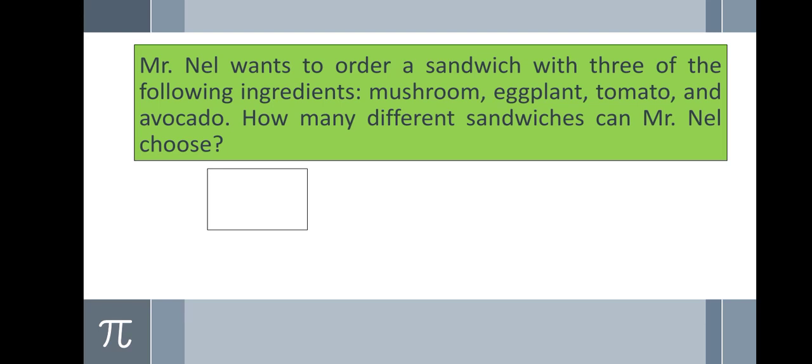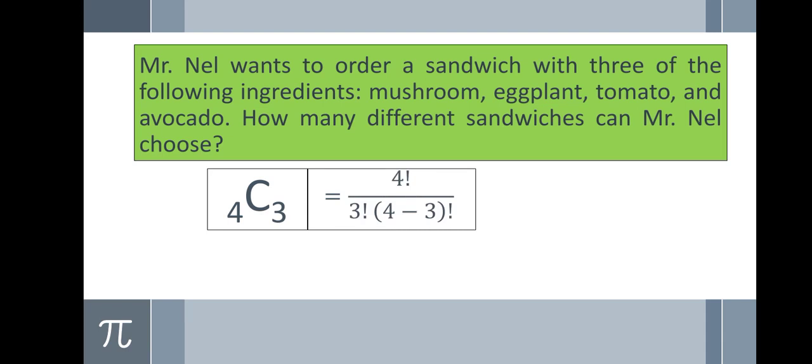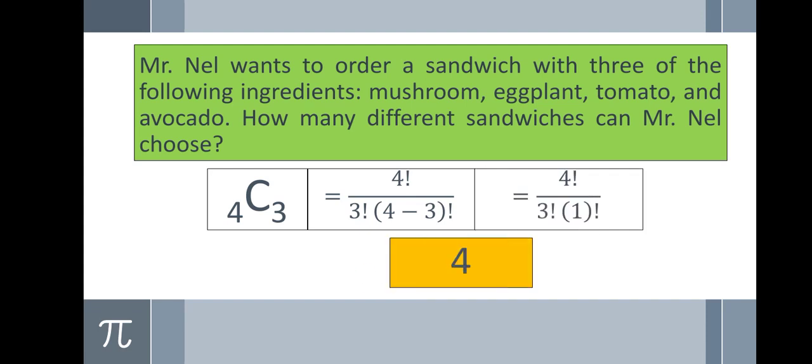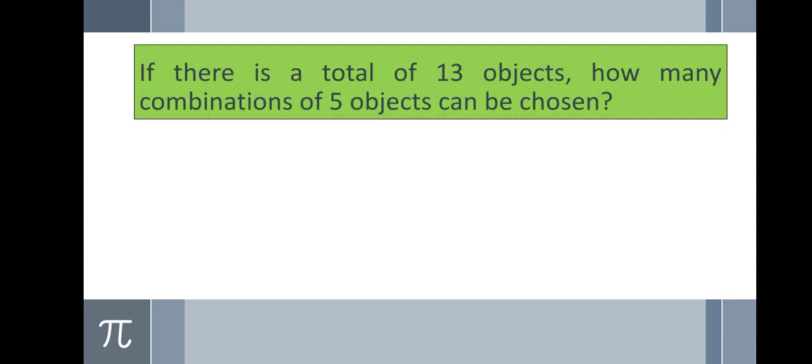How many objects do we have? We have 4, namely mushroom, eggplant, tomato, and avocado. How many options should we make? We have 3. So this is combination of 4 taken 3 at a time. That is 4 factorial divided by 3 factorial times 4 minus 3 factorial. 4 minus 3 is equal to 1. Using calculator, the answer is 4. There are 4 different sandwiches Mr. Neil can choose from.